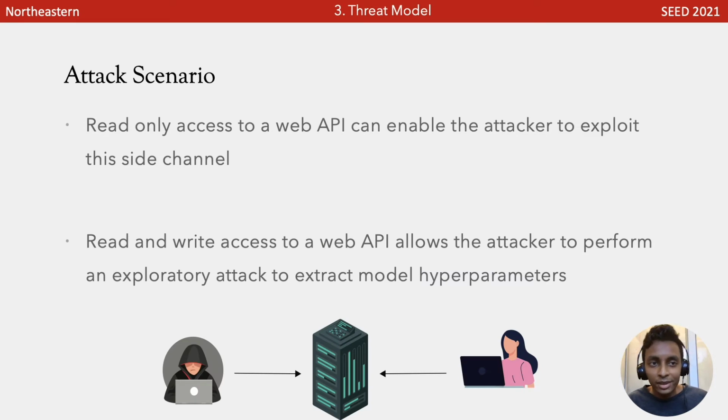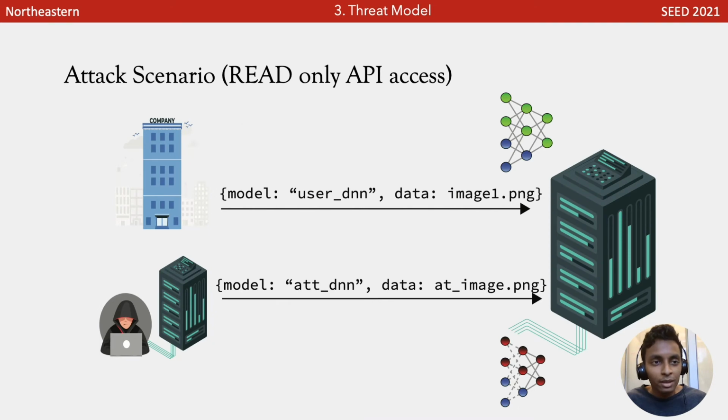So next I'll explain our attack scenario. There are actually two scenarios. One is where the attacker only has read access to a web API. And we will see that the attacker can gain an idea that there is a side channel vulnerability. But the second one is the most interesting one, where the adversary also has write access through a web API to their own model. So this means that the attacker can now perform an exploratory attack and then extract out model hyperparameters. So our first scenario would look something like this.